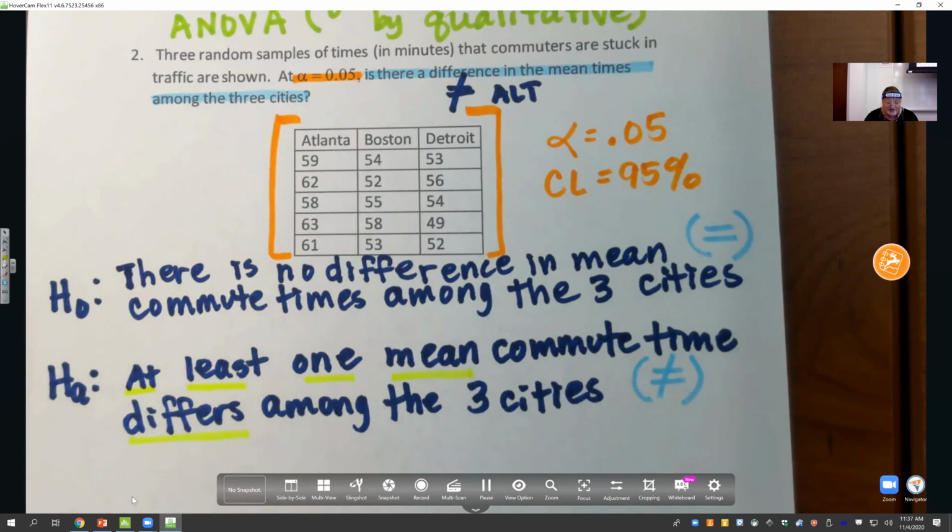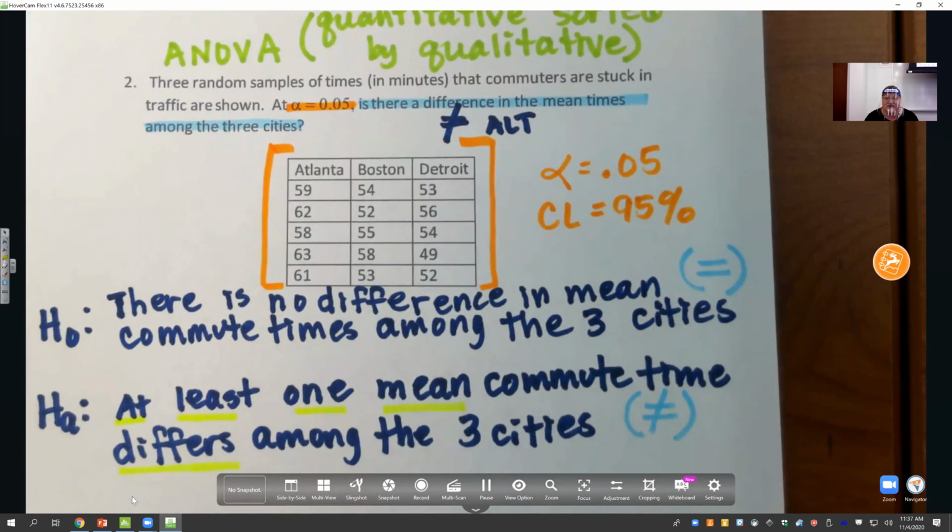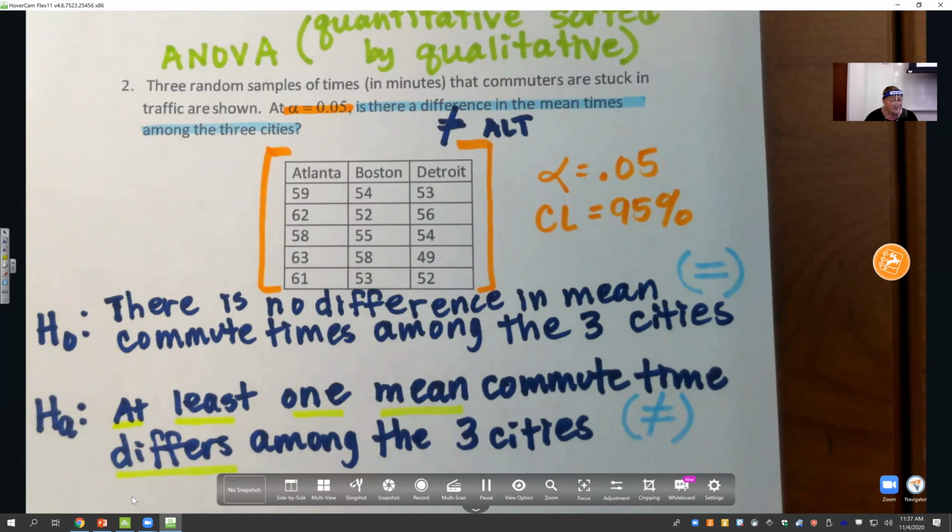We've already decided, at least initially, that we're going to do ANOVA. Again, recognizing that we had numbers sorted into categories, and also the phrasing of the hypothesis. Is there a difference? Lets me know that I'm going to do ANOVA. So then I'm going to go out to Minitab to calculate this.